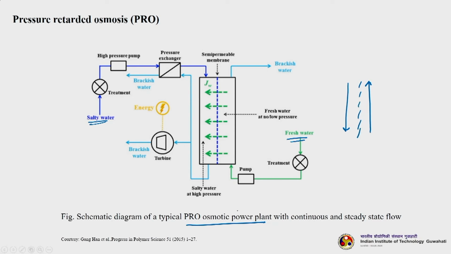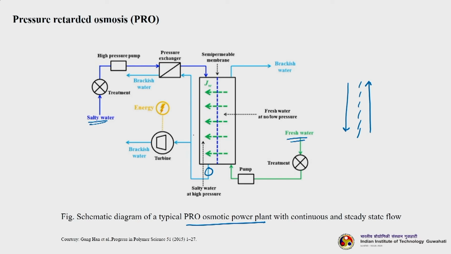What is happening is that the fresh water at low or no pressure is getting pushed to the salty water side, or the concentrated water side, thereby increasing the volume as well as the pressure of the salty water. So, the salt water coming out here is not only more dilute, but also at elevated pressure.